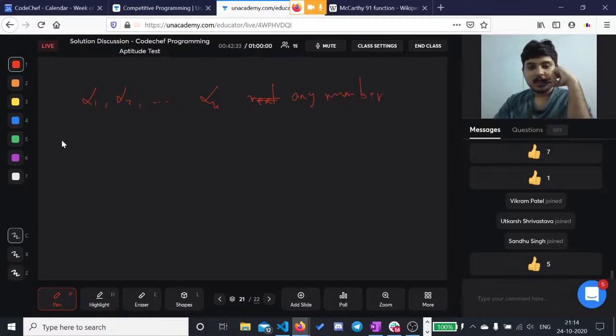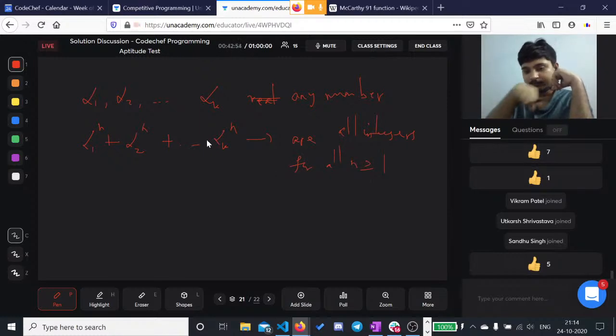Okay, and alpha 1 power n plus alpha 2 power n plus and so on till alpha k power n are all integers, for all n greater than or equal to 1. Okay, and the question is, what can alpha be?